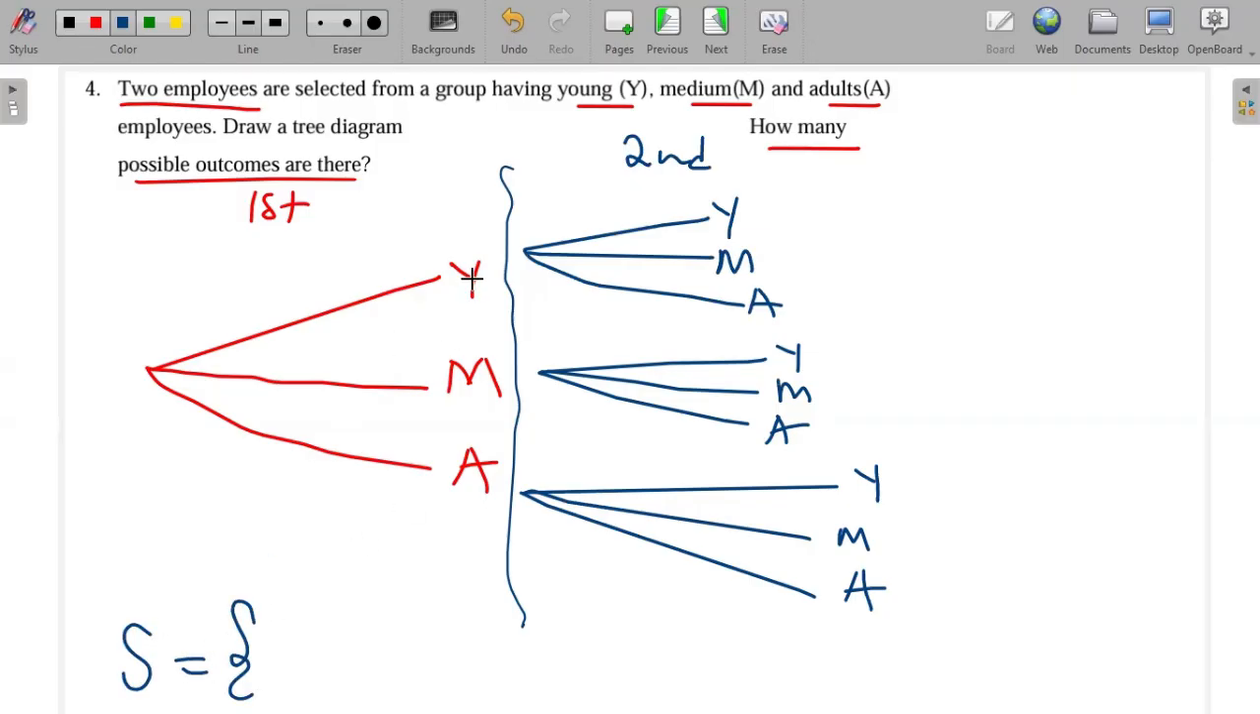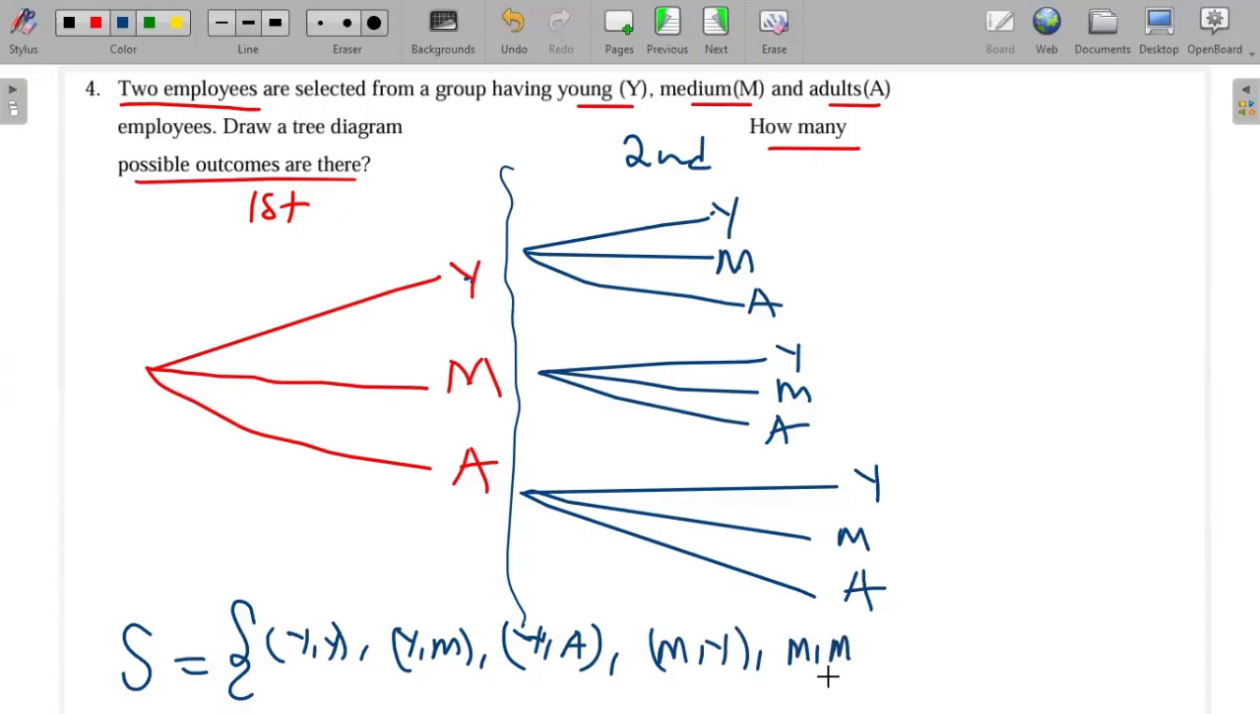So the sample space can be young and young. So Y and Y. Or young and M. So Y and M, or it can be Y and A. Then I'm done with the ones that start with the young. So I go to the ones now that start with the medium. So it will be M and Y, M and M, and then M and A. Okay, I'm done with the ones that start with the medium.